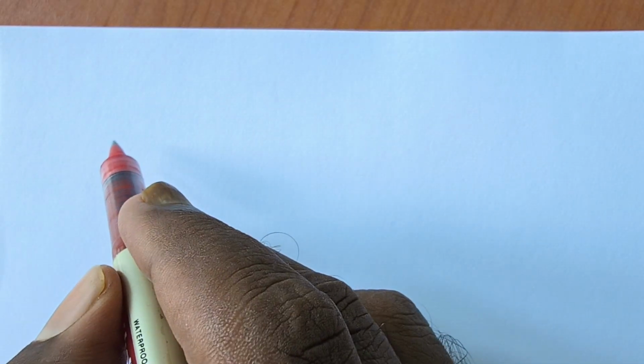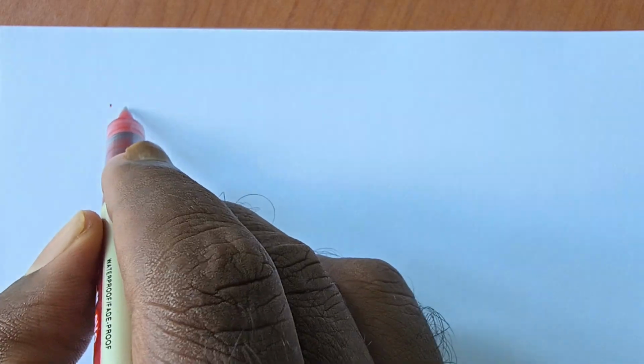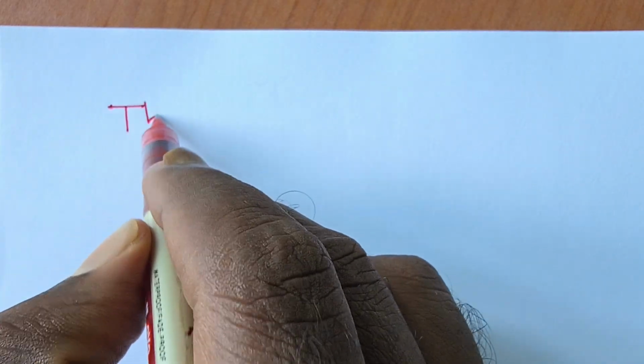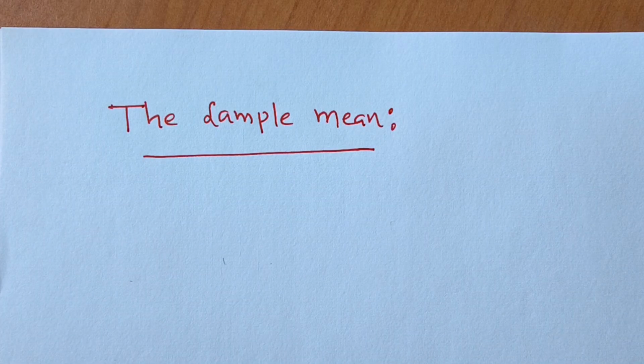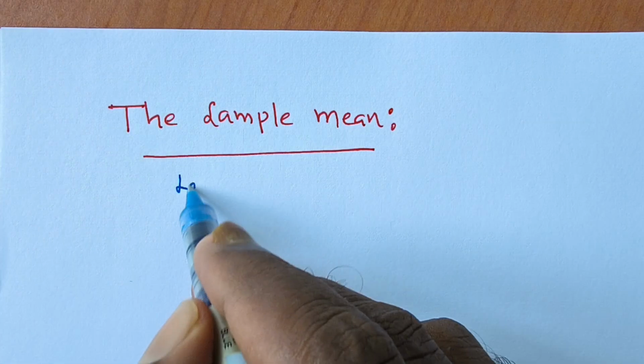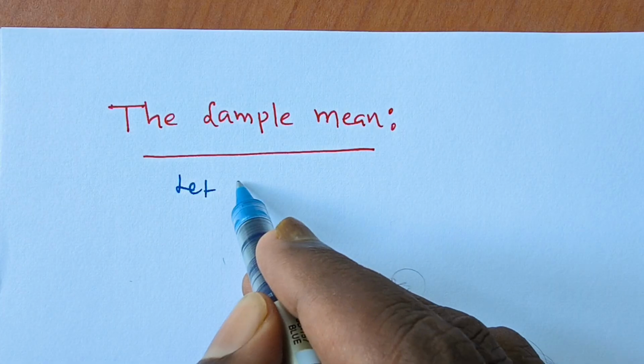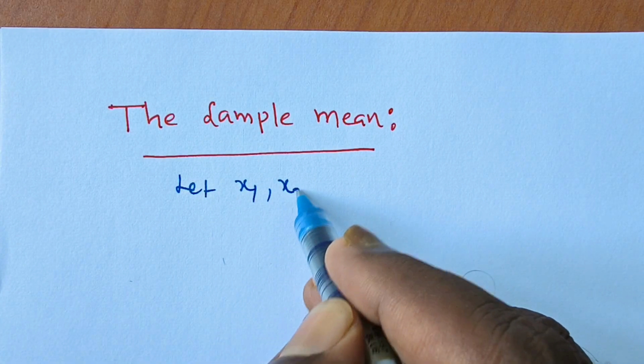In the last lecture, we discussed the types of sampling. In this lecture, I am going to discuss the sample mean, sample variance, population mean, population variance, and sampling distribution.